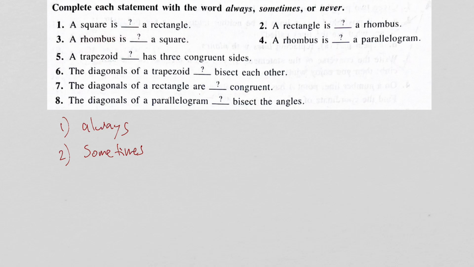Is a rhombus always a square? Well, a rhombus has four equal sides, but the angles are not necessarily all right. A rhombus is a square only when all four angles are right angles. So this is sometimes.